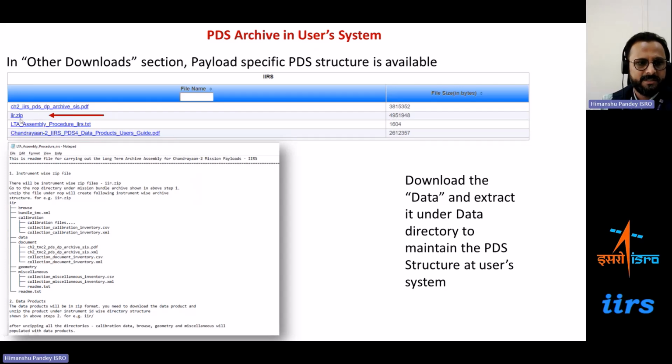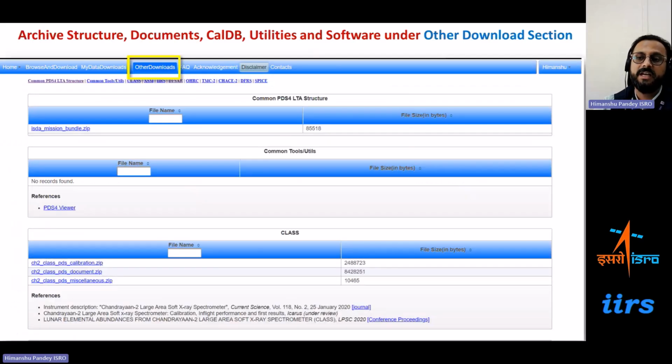Now, in that case, how should it be kept in the data structure? There is an IIRS example I have got, IIRS.zip. If you unzip it, you see the entire browse, bundle, calibration, data, document, the entire data sets will get downloaded. Only the data folder is blank. Data means whenever you are downloading, that data you have to keep there, and everything else in the structure is maintained. This will help us in creating the PDF structure in the system also.